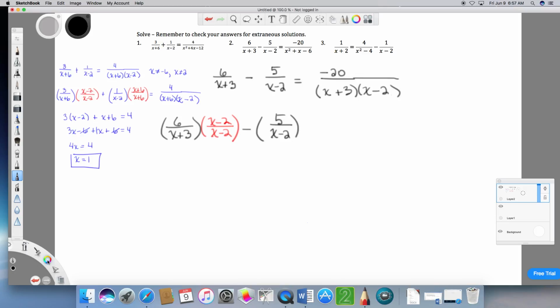So the same thing with this next term. It's missing a factor of x plus 3 in the denominator, so we multiply it by x plus 3 over x plus 3. On the right-hand side, that term has the denominator that we need, so we just leave it alone.